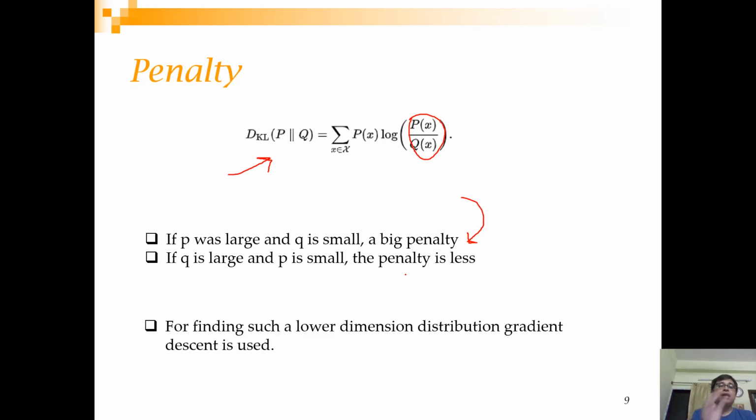For finding such a lower dimension distribution, we again use gradient descent, one of our master keys, as we have discussed in one of the previous lectures. We have discussed only the mathematical intuitions, so we are not going into how we'll solve it using gradient descent.